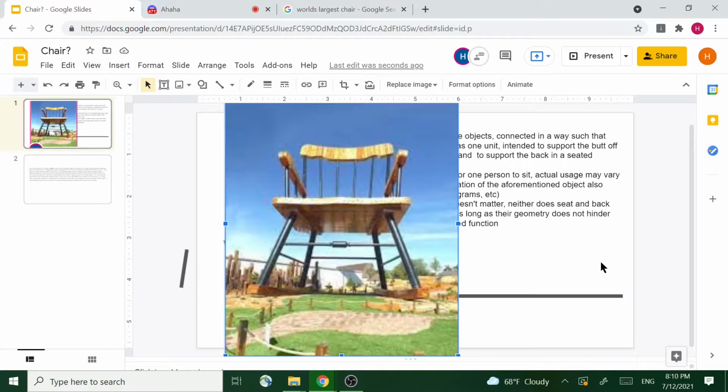I don't think so. Did the artist even intend for anyone to sit on that? No one's ass is 9 meters wide. The artist didn't intend for anyone to sit on that. Hold on, wait, hold on.